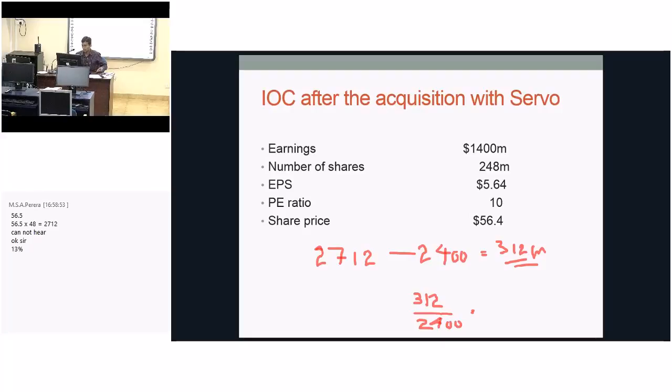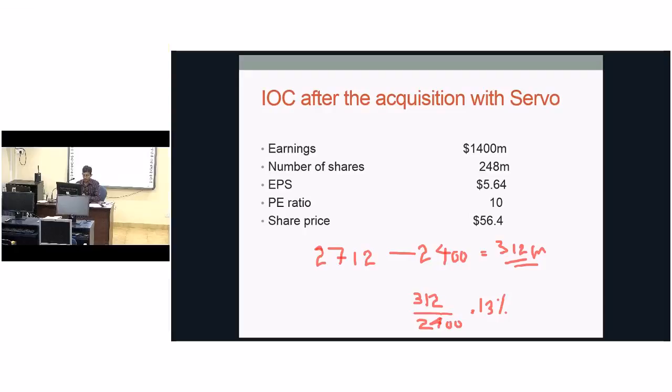Yeah, 13%. So you can see all the Servo shareholders get a premium of 13% from this merger. Previously we calculated for the IOC shareholders also. The share price initially was 50 and the new price was 56. So if we calculate that difference as a percentage, 6.4 divided by 50, the IOC shareholders are also getting a 12.8% premium from this merger.